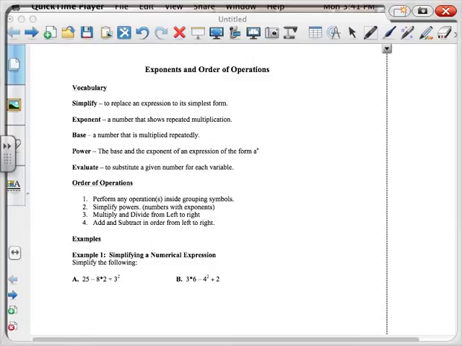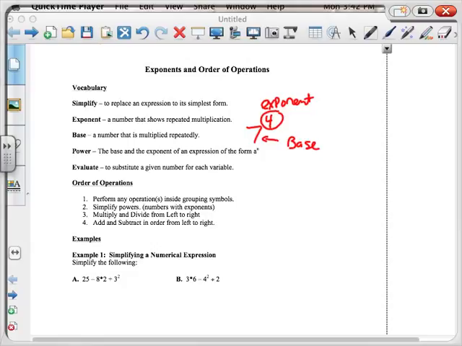So for example, if we have 7 to the 4th power, this right here, the 4 is our exponent, and the 7 is our base. This means we multiply the base 4 times: 7 times 7 times 7 times 7. Now, the whole thing we call a power. That whole thing is a power.